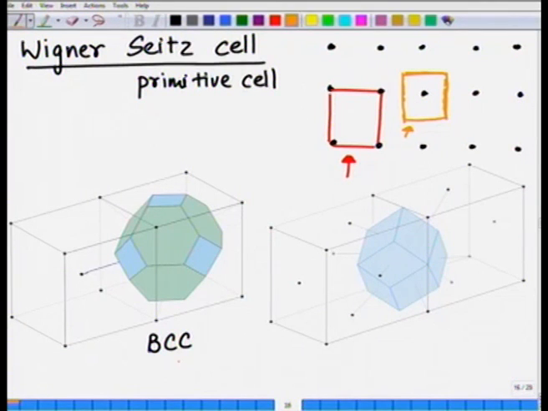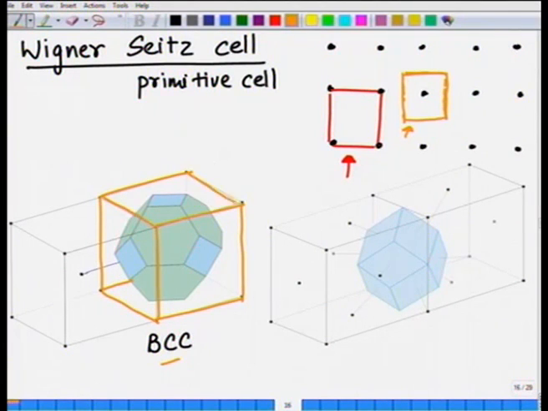Exactly the same thing can be done for different crystal structures. For example, take this BCC example. Imagine this to be 1 cube. Take this one particular cube here. Now, you know that you have 1 lattice point right in the center. From that center, draw lines to all other lattice points, take perpendicular bisectors of them, and what is left then is this kind of structure which is shown here.